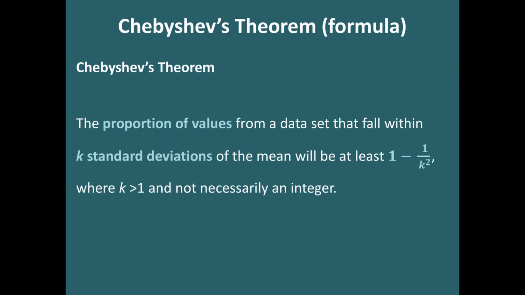Here's the formula for Chebyshev's theorem. The proportion of values from a dataset that fall within k standard deviations of the mean will be at least 1 minus 1 over k squared, where k is greater than 1 and not necessarily an integer.